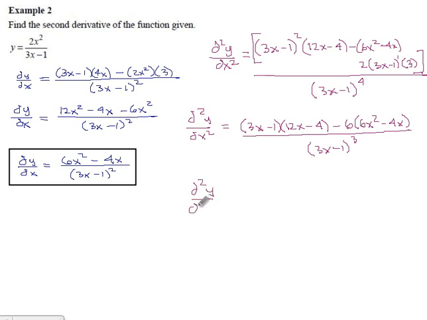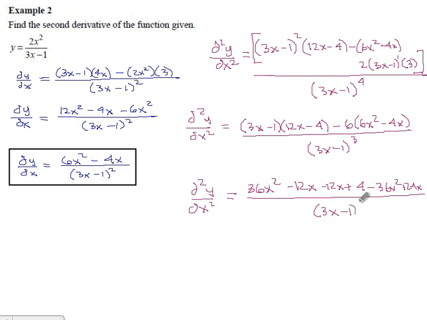D squared y dx squared equals 36x squared minus 12x minus 12x plus 4, and then we get minus 36x squared and plus 24x, just barely fits, all over 3x minus 1 cubed. So probably the last line here.